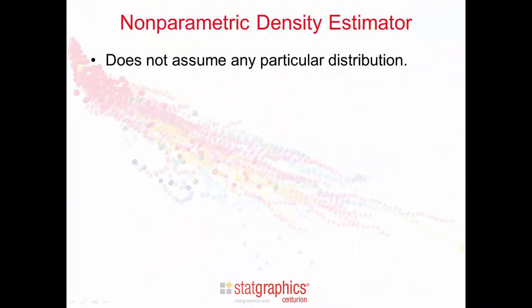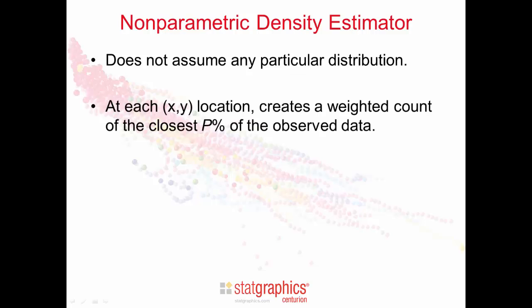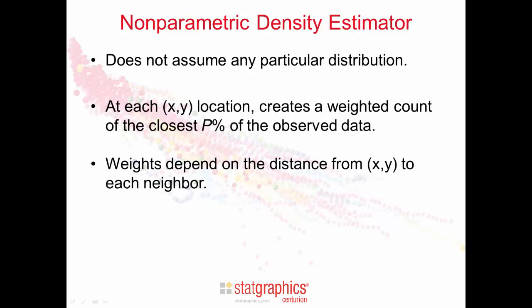Our final approach will be to use a nonparametric density estimator. The nonparametric density estimator does not assume that the data come from any particular distribution. The way it works is that at any XY location where we wish to estimate the density, we'll create a weighted count of the closest p percent of the observed data points. The weights will depend on the distance from the location XY to each of these nearest neighbors.